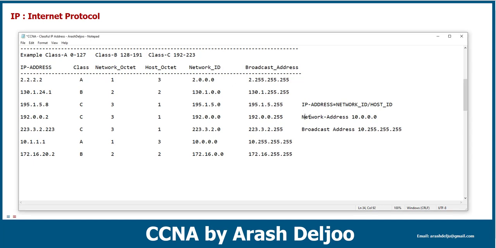It's better to use network address when you are using all of the host bits as 0, and broadcast address when you are using all of the host bits as 1. This is better. If you want, you can say network ID. We don't have any problem. Very good. This is only one example.